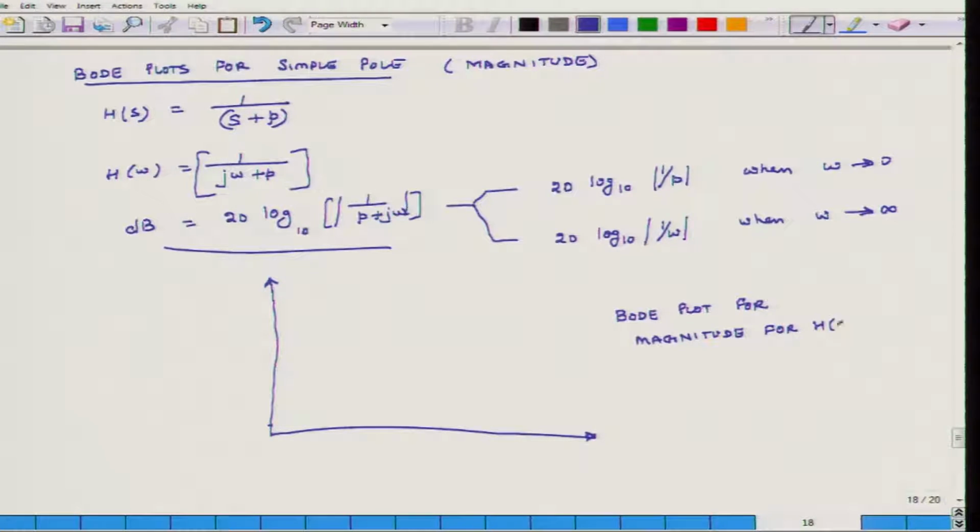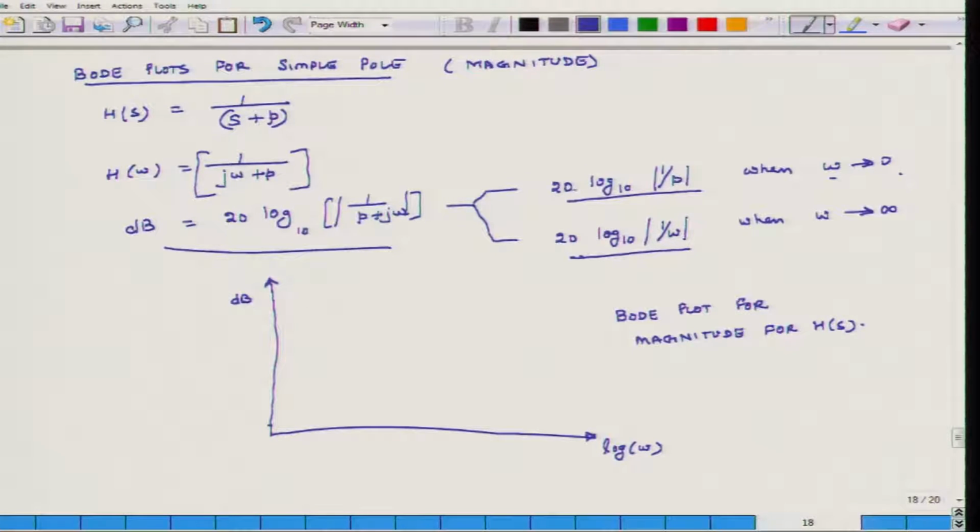For H of s, on the x axis I plot log of omega, and on the y axis I am plotting decibels. Now, I am going to plot two lines. One line will correspond to the condition when omega approaches 0. That line is called the low frequency asymptote, and the other line I will plot as omega approaches infinity, and that is called the high frequency asymptote.